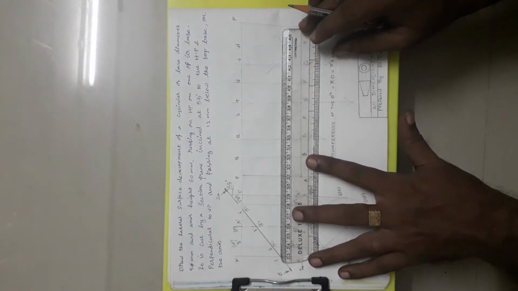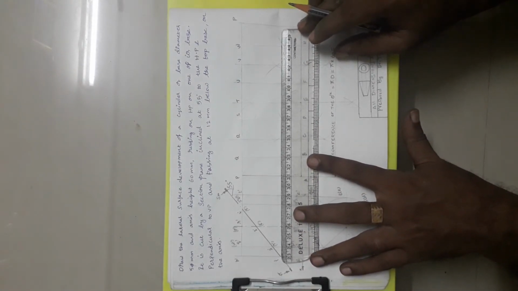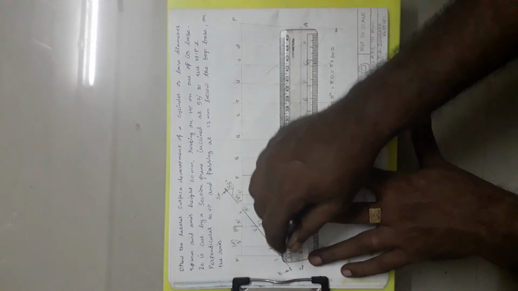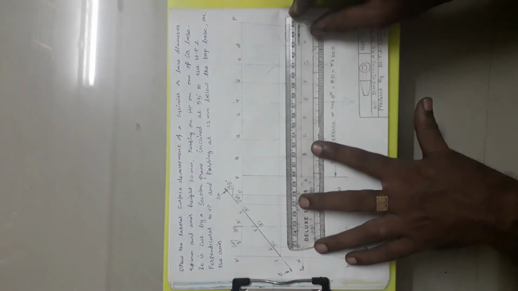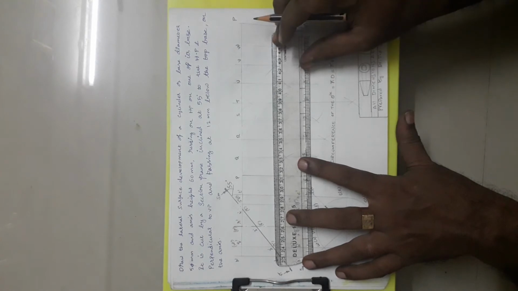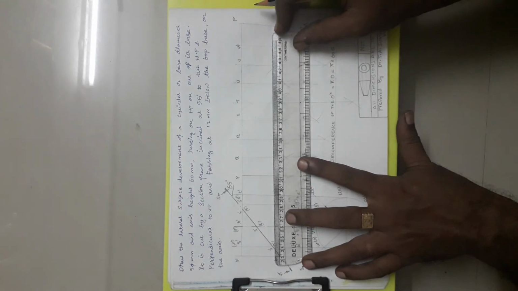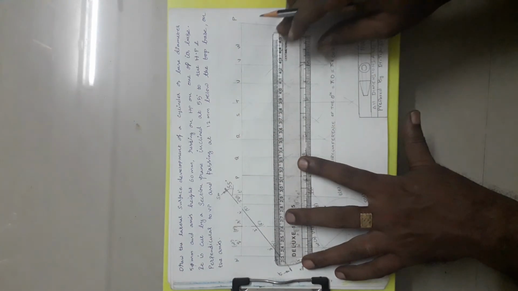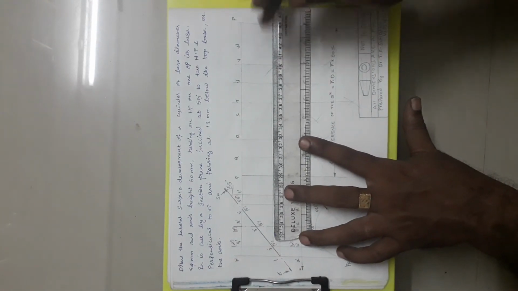So one is on PA line. For all these things we have to use drafters, then only we will get exactly the horizontal lines and vertical lines accurately. So here I cannot use the drafter, that's why I am using scale.